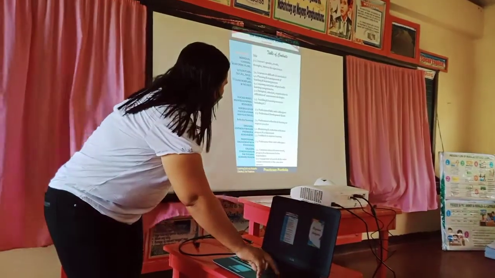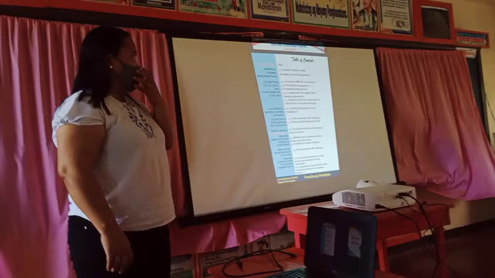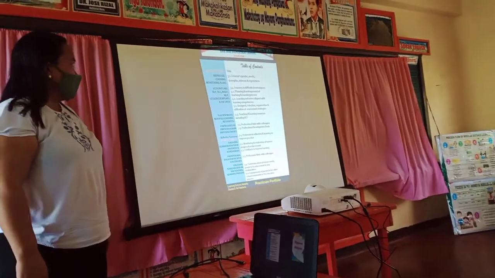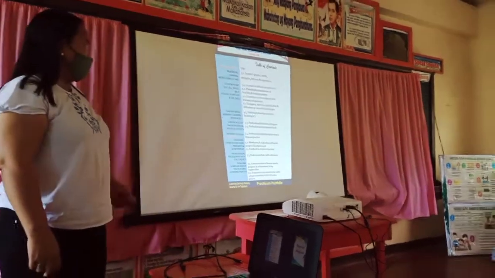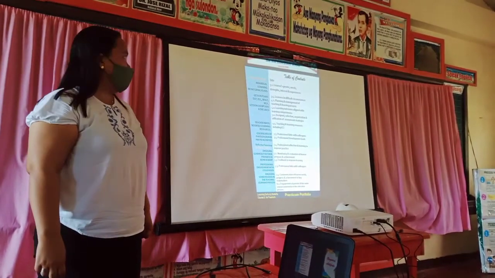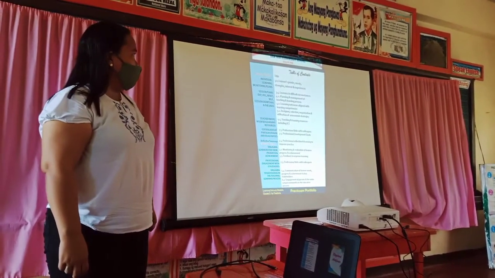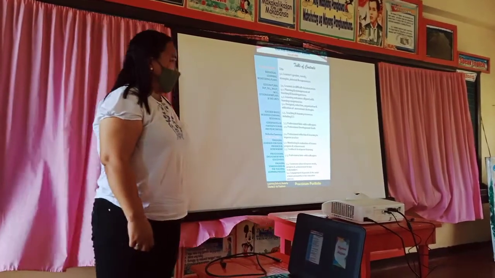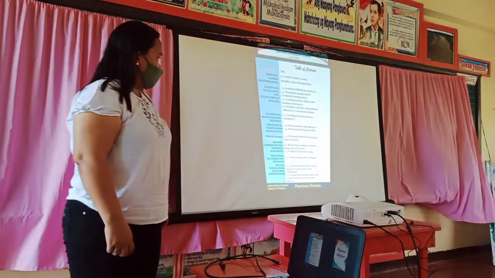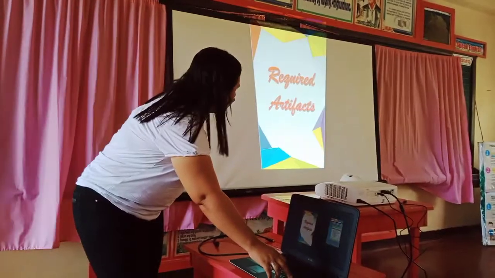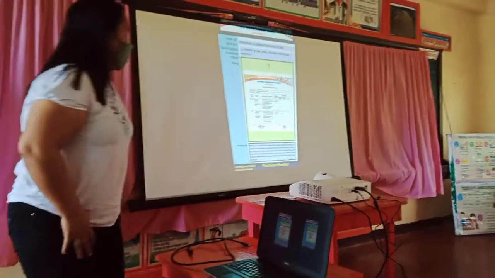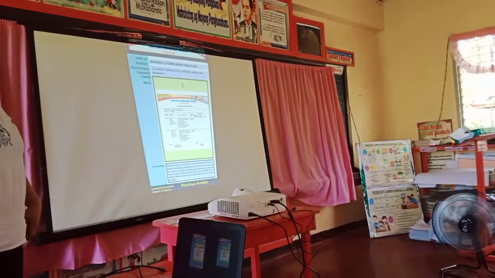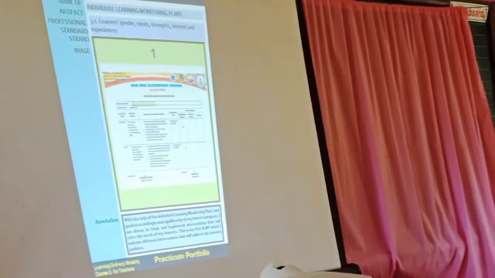To start, let me present to you the table of contents of my portfolio. In the first column, you can see the different names of artifacts included in my portfolio. In the second column, we have the different strands under RPMS. For the required artifacts, the first artifact is the individual learning monitoring plans, or the ILMP.